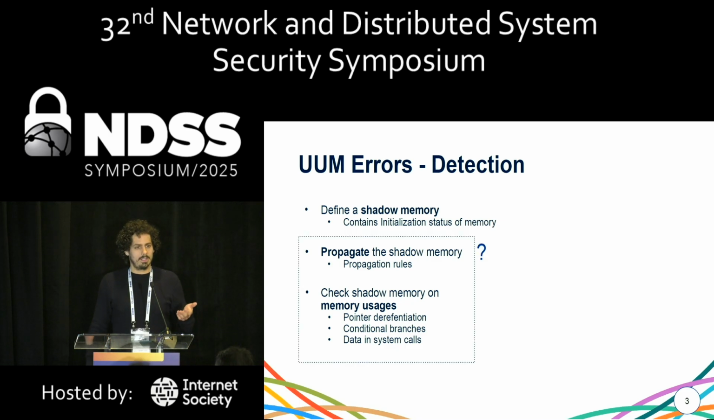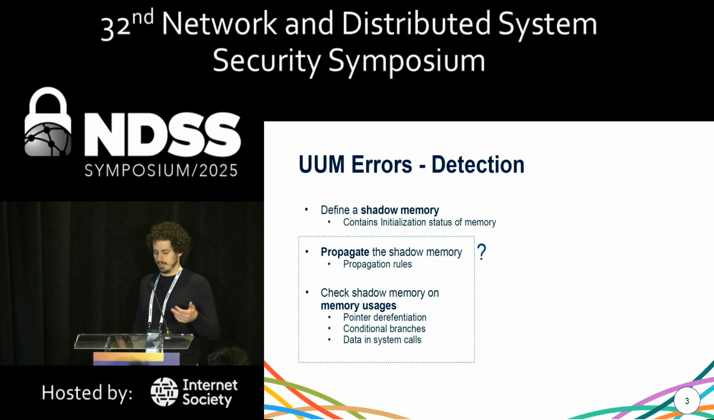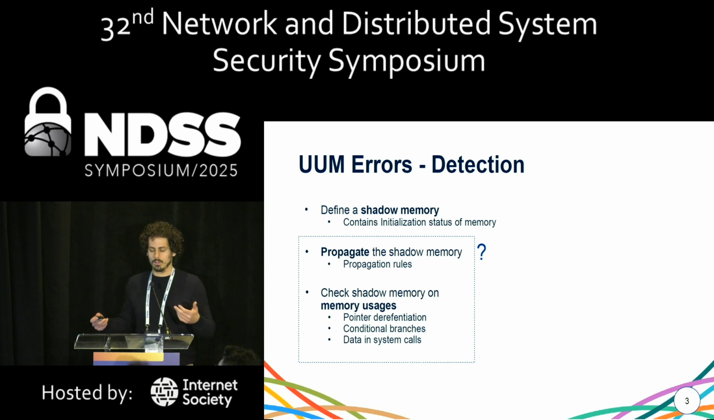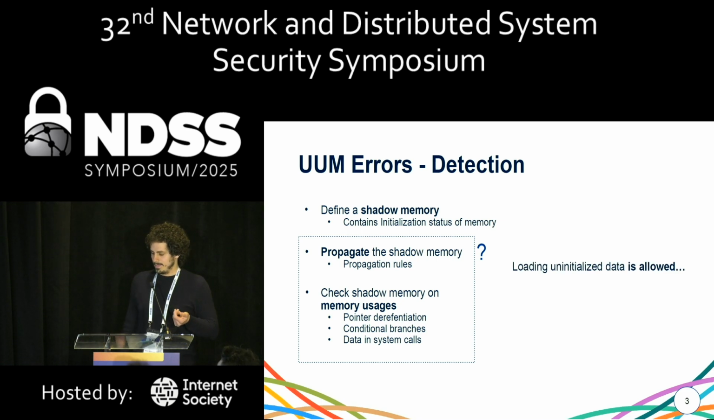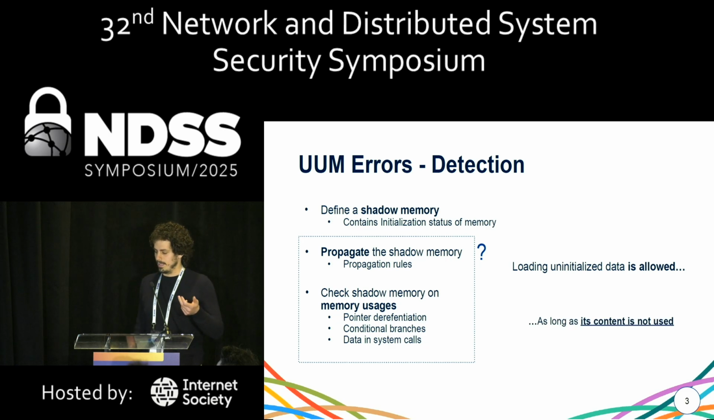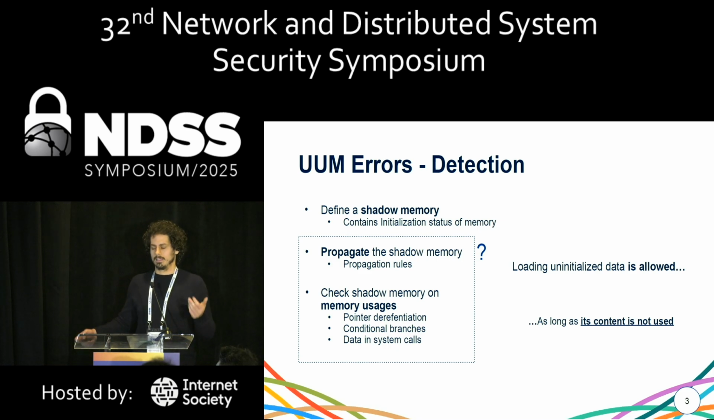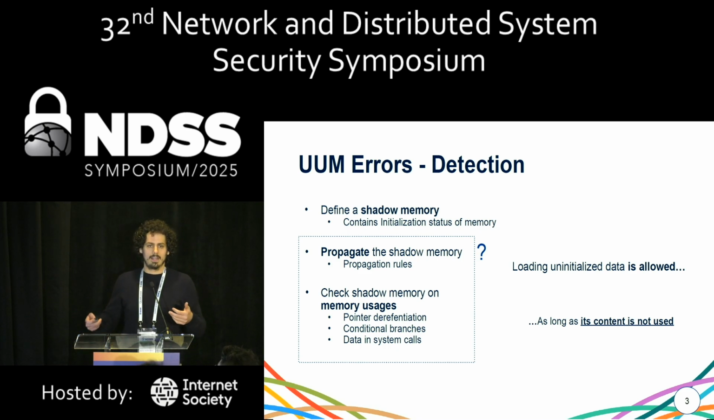You may wonder why we need these last 2 steps. So why do we need the propagation, and why do we need to defer detection of use of uninitialized memory to sensitive operations? Can't we just raise an error when we load uninitialized memory? Well, the problem is that loading uninitialized memory is allowed as long as its content is not used. This is the case, for example, for compiler optimizations like load widening, where more bytes than needed are loaded, but the code then has to discard the uninitialized portion of memory before using it.